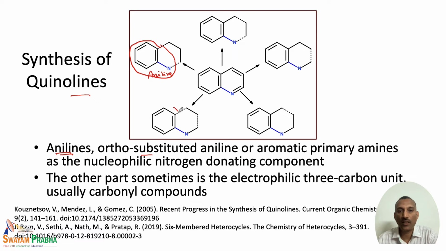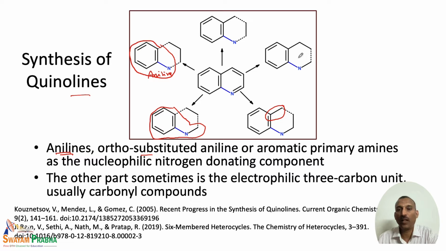And here again we can say this is a substituted aniline. And if we look at this one, this is an ortho substituted aniline again. And in all the structures we can say the starting material is the one where the nitrogen is present on the benzene ring. That is the most favorable starting material for the synthesis of quinolines.